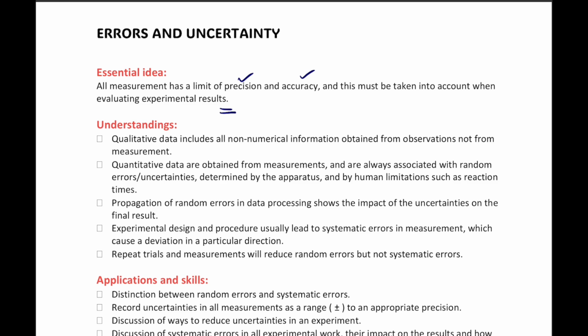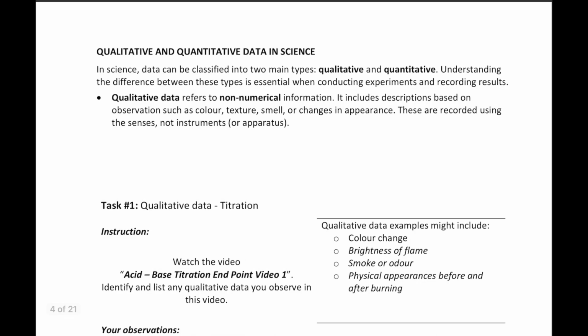So in order to do that, we first have to identify the types of the data. So there are two types of data. They are qualitative and the quantitative data. So understanding the difference between these types is essential when conducting experiments and recording results. And also when you do a lab, you must always consider these two types of the data.